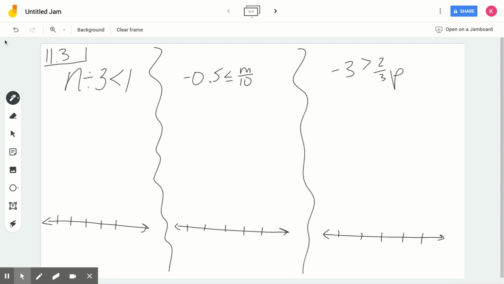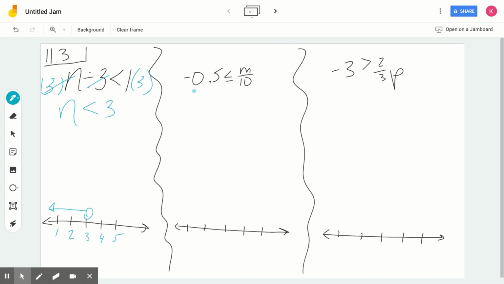In this first one, n is being divided by 3. The opposite of dividing is to multiply, and we should be using parentheses on the outside to show multiplication. So multiplying and dividing will cancel. So n is less than 1 times 3, which is 3. So n is less than 3. Down here on your number line, you can label your numbers. Less than gets an open circle and shading to the left.